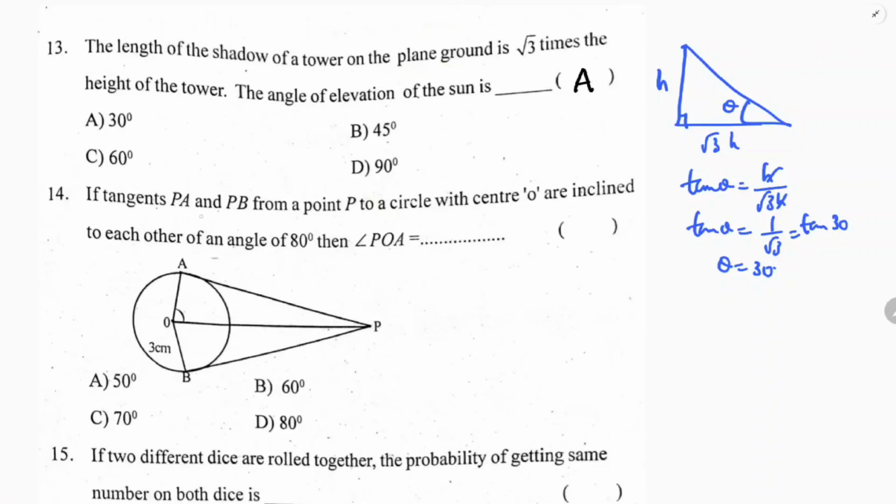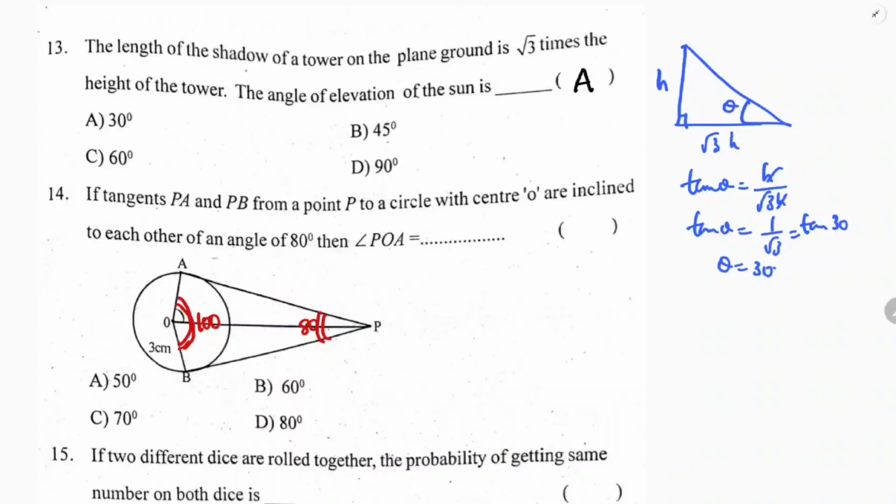So here PA and PB are two tangents from a point P to a circle with center O, inclined to each other at an angle of 80 degrees. So here this angle is 80 degrees. The angle between the tangents and the angle between the radii joining the points of contact at the center are supplementary. So here it is 100 degrees.